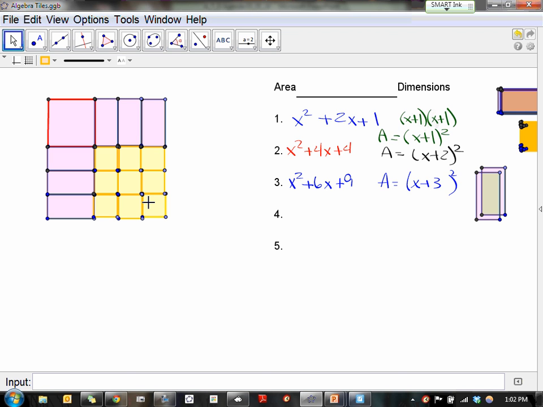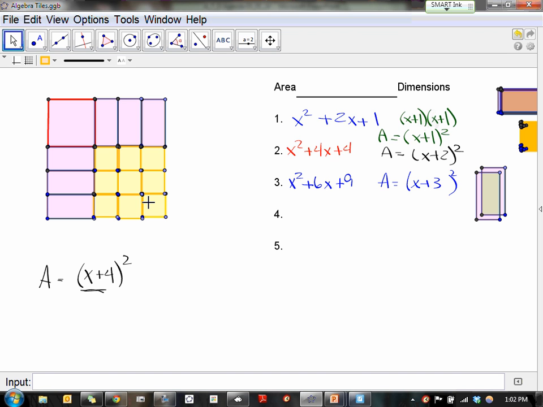Now part of what I want to illustrate is a common mistake that people make when they take a binomial and square it. So what if I had a binomial that was x plus 4 squared? What does this x plus 4 squared represent? That's one side. And then what idea have I been doing here? What does it represent? Area. This should represent the area of a square.